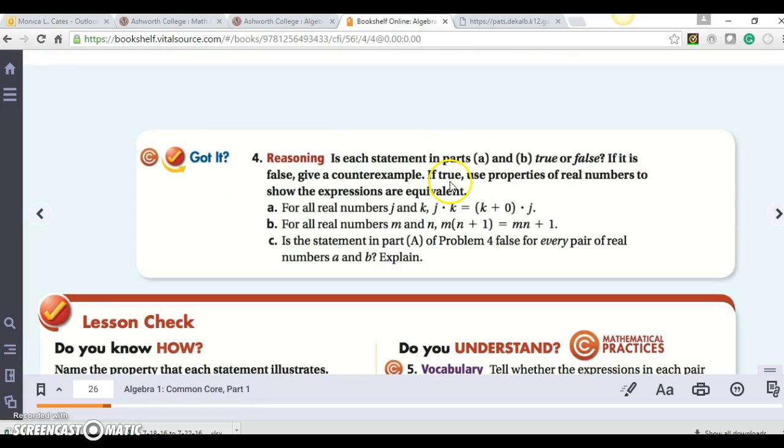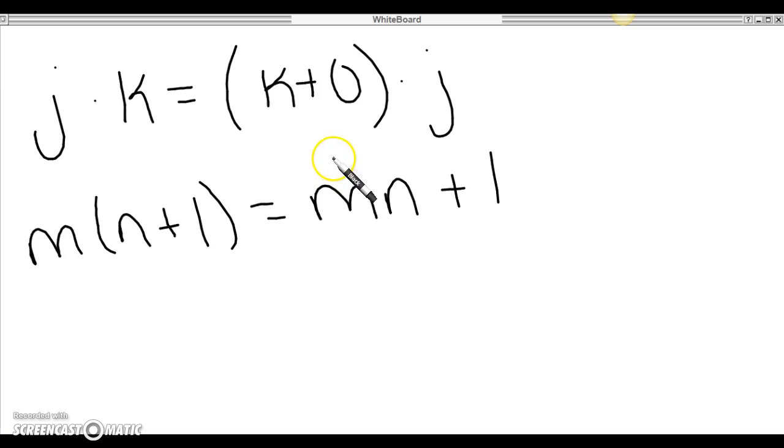So now let's look at guided 4. It says, is each statement in parts A and B true or false? If it is false, give a counterexample. If it is true, use properties of real numbers to show the expression is equivalent. It says for all real numbers j and k. So here I've written it on my whiteboard. j times k equals k plus 0 times j.